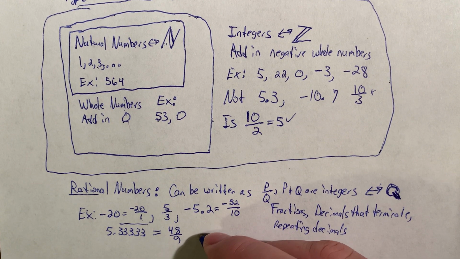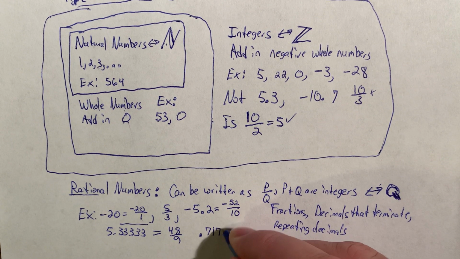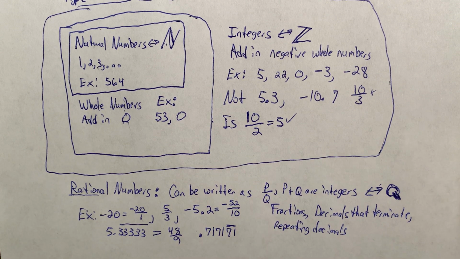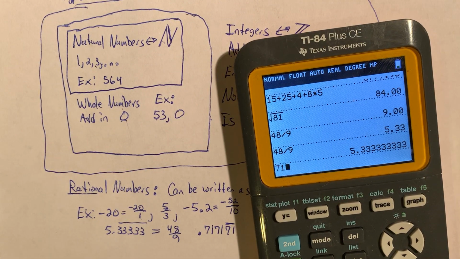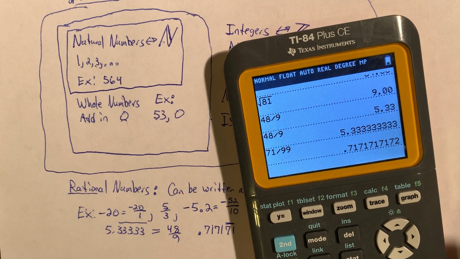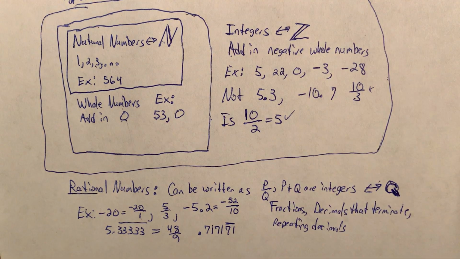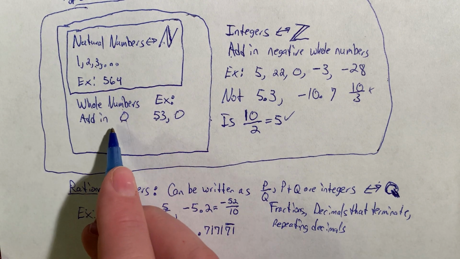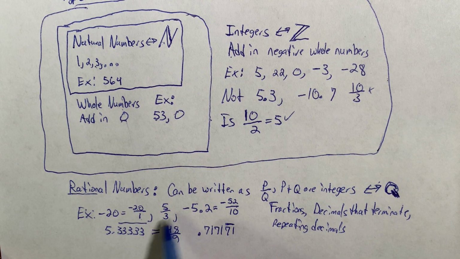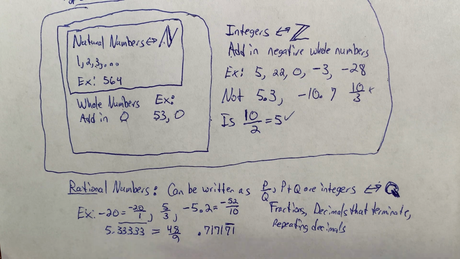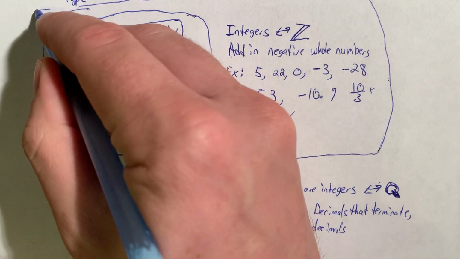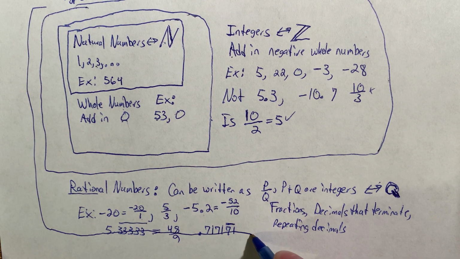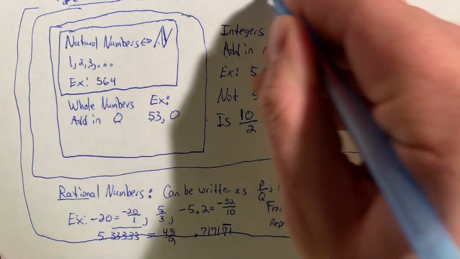You could have like 0.717171, where the 71 repeats, and that's 71 divided by 99. And so anytime you have repeating decimals, that's also a rational number. So all natural numbers and whole numbers and integers can be made by dividing by 1. And all fractions, decimals that end, and repeating decimals are also all rational numbers.